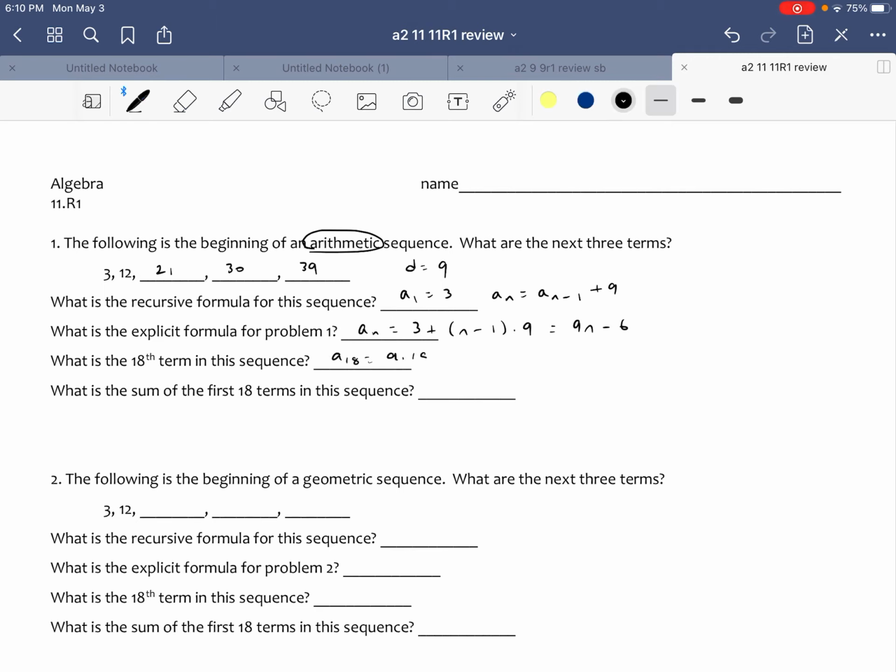What is the sum of the first 18 terms? To find the sum of an arithmetic sequence, you take how many numbers you're dealing with, you divide that by 2, you take the first term in your sequence and the last number in your sequence, which was that a sub 18, 156. 18 divided by 2 times, parentheses, 3 plus 156. That's why I had you find the 18th term. 1431.